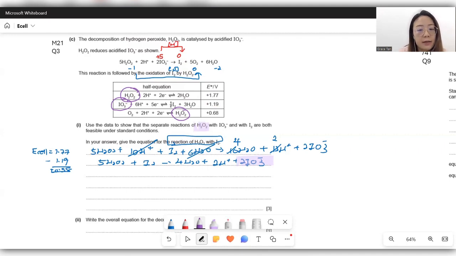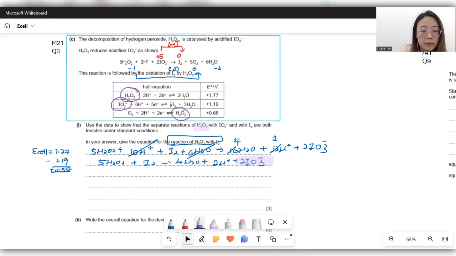So why did I initially start with H2O2 and iodine? Let's read the question again. Give the equation for the reaction of H2O2 with I2. So that's why I start to circle all the iodine and H2O2. But since the first redox, the final product that comes out is IO3 minus, right? So now I've got IO3 minus in the game. Now I can use the product from the first redox, which is IO3 minus, and react with the H2O2 that is being formed here.